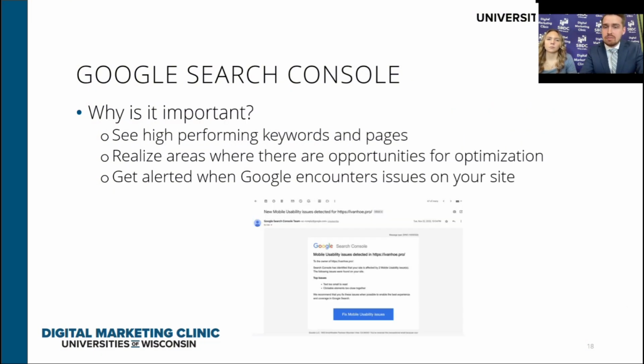All right, and then why is it important? Google Search Console shows keywords your website is showing up for, so you can see what it is doing and realize the areas of opportunity and optimization. It'll also alert you when Google encounters issues on your website, which is very important to know because you want to address those pretty quick. Addressing these problems as soon as possible is very important. Otherwise, your site won't show up properly for the searches that you want to be ranking for.